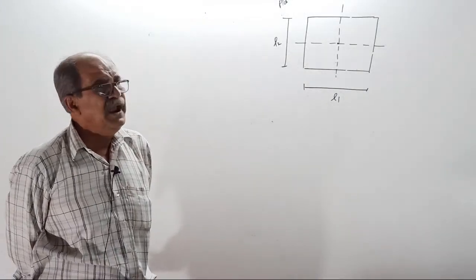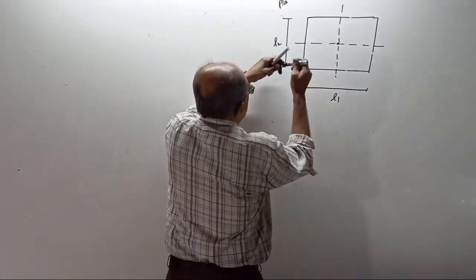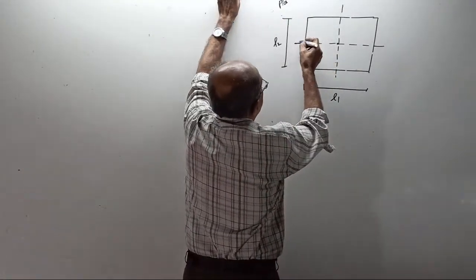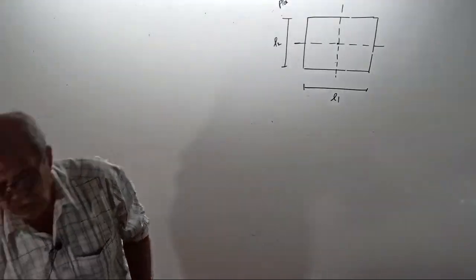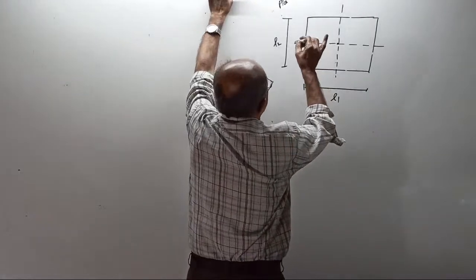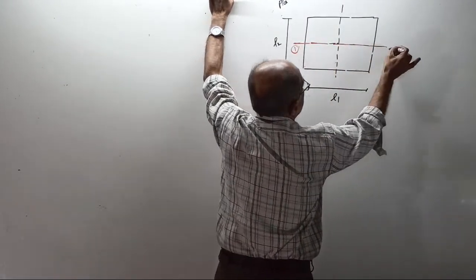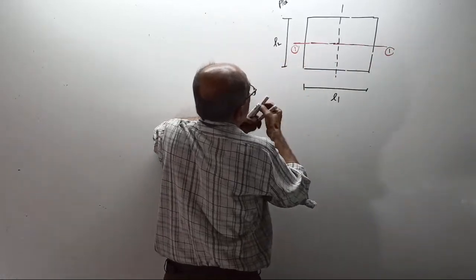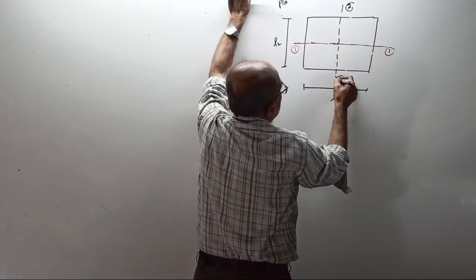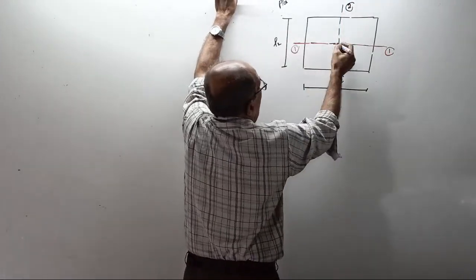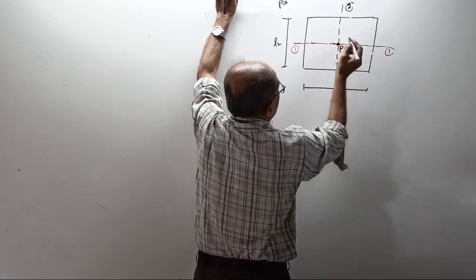In the column chapter, I clearly told you. I'll use red color for 1-1 to differentiate, to correctly understand. This is axis 1-1. And I will use black color for 2-2. Now the axial load P will be here.